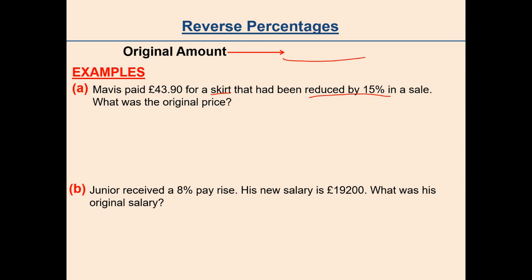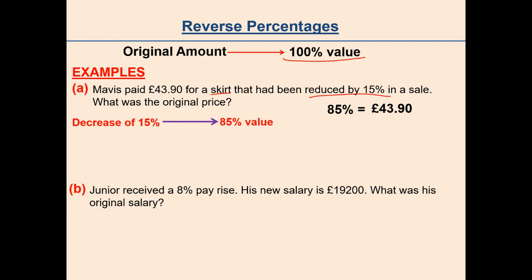Okay, so it says here Mavis paid £43.90 for a skirt that had been reduced by 15% in a sale. What was the original price? The original amount, again, remember, 100% is the original value, okay? So what do I need to do? 100%, a decrease of 15%. If 100% is the original value, a reduction in 15%, the skirt's value now as a percentage would have to be 85%, okay? So 85% is actually equal to the £43.90.